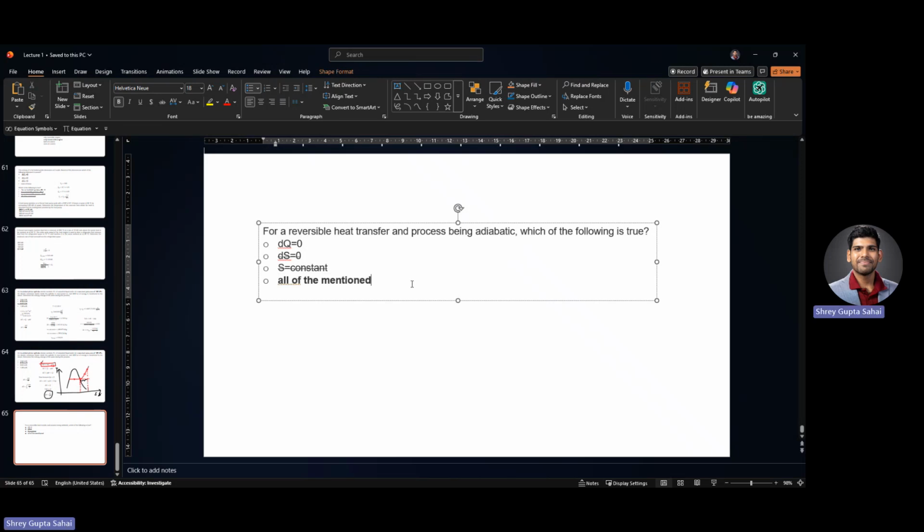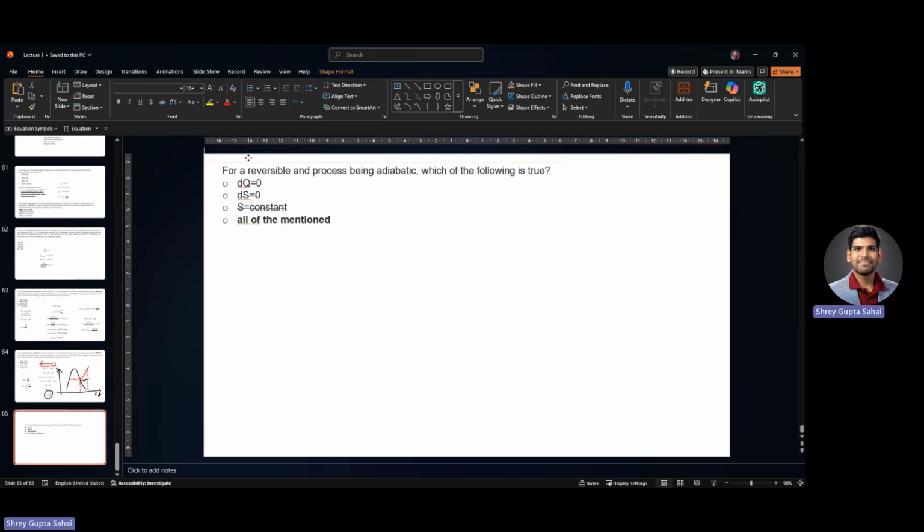If it should be written as for a reversible process, okay? This does not at all make sense. Okay, that was the first question. Then let's look at the other question.